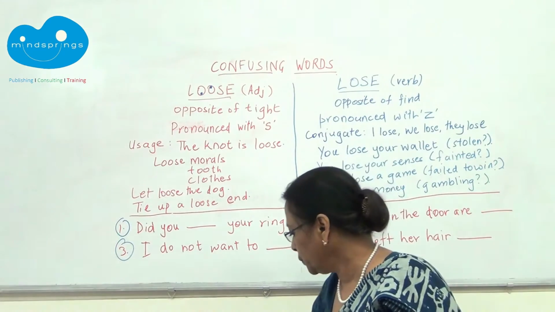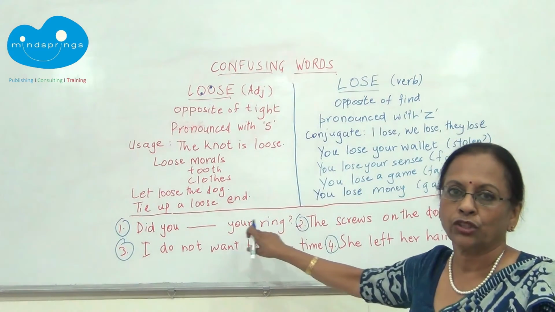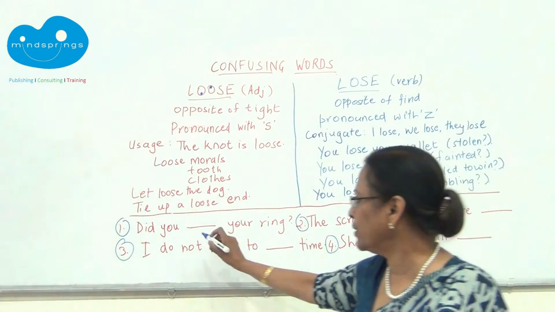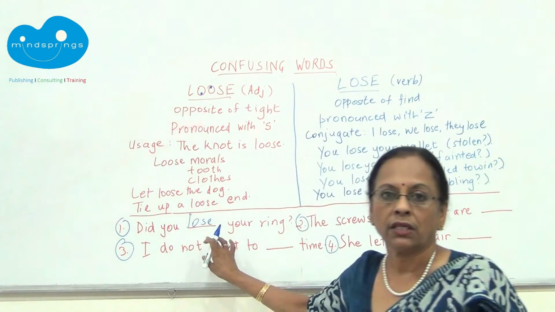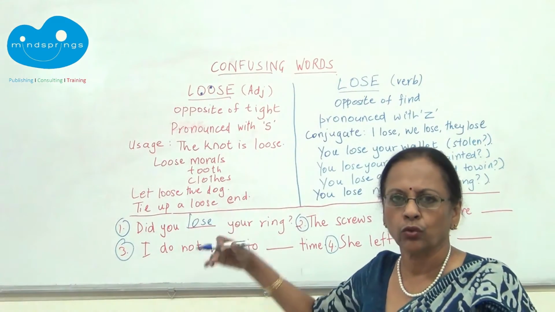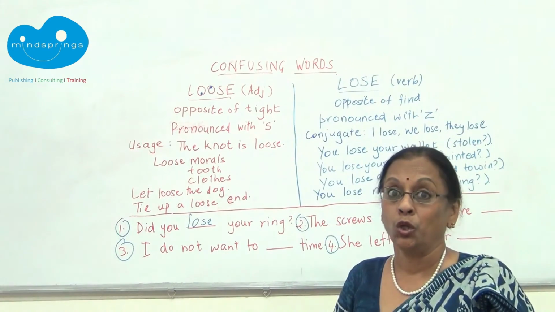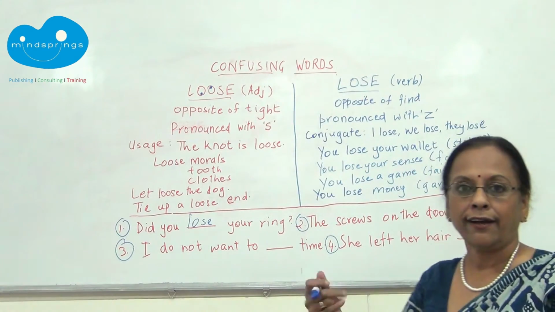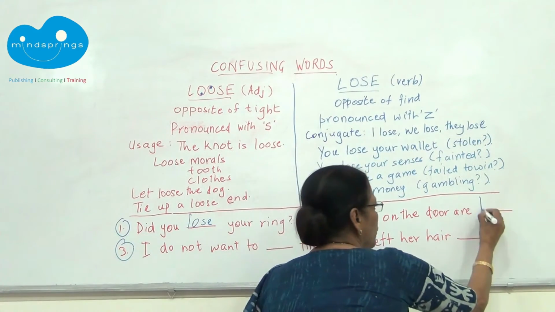Did you lose your ring or did you loose your ring? Obviously, did you lose? You can't say, did you loose your ring? How can you lose your ring? It can be loose on your finger, but you can't loose your ring. The screws on the door are obviously loose.